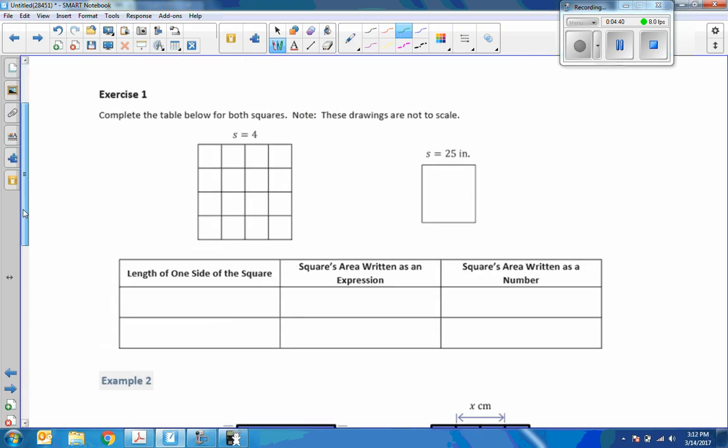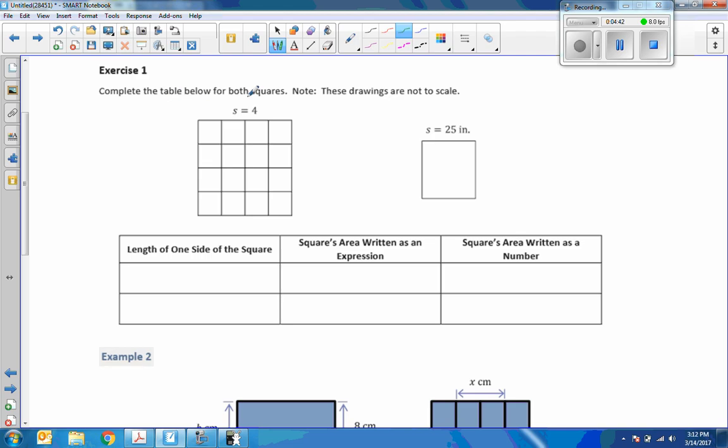Exercise 1. Now it's your turn. Complete the table below for both squares. Note, these drawings are not to scale. Okay, see if you can do this on your own. Answer the question, fill in the table, and pause the video, and then come back and check. Okay, hopefully you've done this. Let's check, see if you did it correctly.